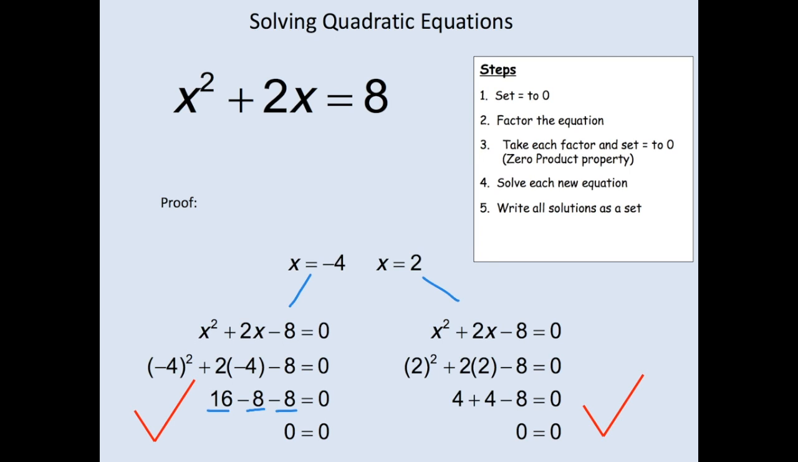We'll try the second one, 2. We plug that in, we get 2 squared plus 2 times 2 minus 8. That gives us 4 plus 4 minus 8, which is also 0. And those are our 2 solutions. We've checked them. We're good to go.